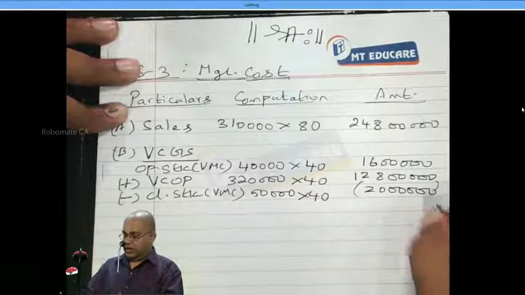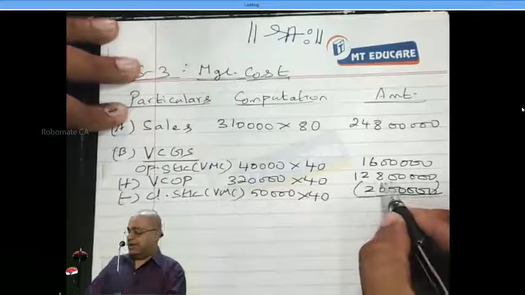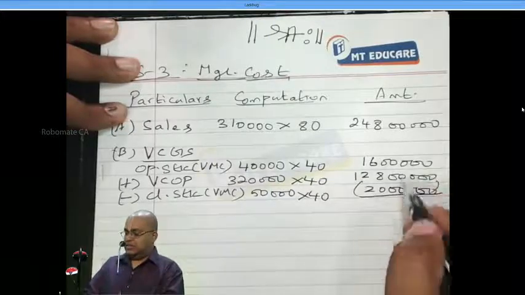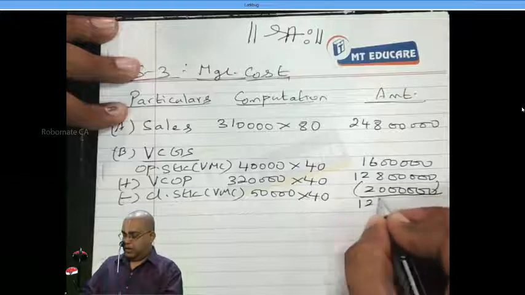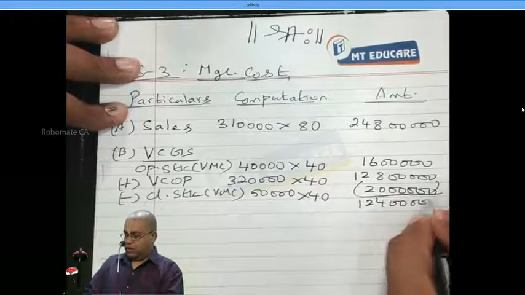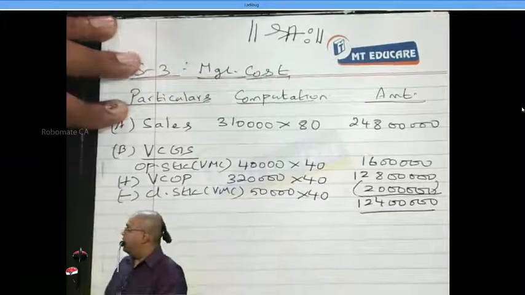If I knock it off, I'll be getting the cost of goods sold. 1 crore 28 lakhs plus 16 lakhs minus 20 lakhs gives how much? 1 crore 24 lakhs. 1 crore 24 lakhs is the variable cost of goods sold. Everybody, I hope you're all following or not?